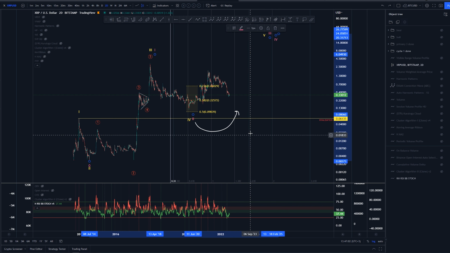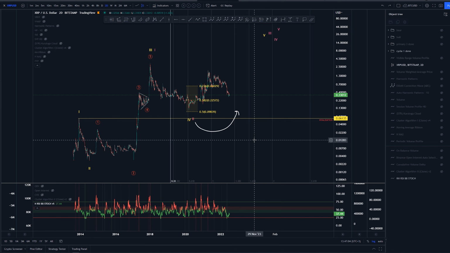But that is pretty much everything I wanted to cover on XRP on the very high time frame. Let me know if there is an interest in looking at this shorter term and see if we can get some trades going on XRP.